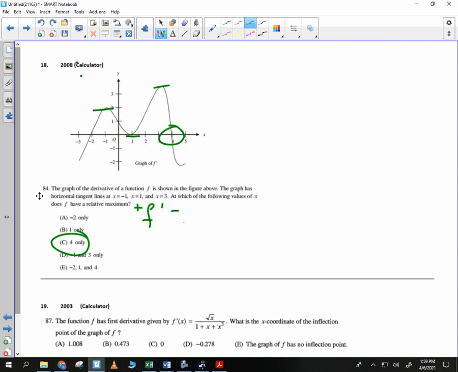This is the graph of f prime, correct? So where does f prime change from positive to negative? Here's above the x-axis, it's positive. Here's below the x-axis, it is negative.